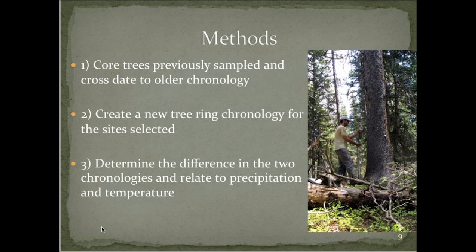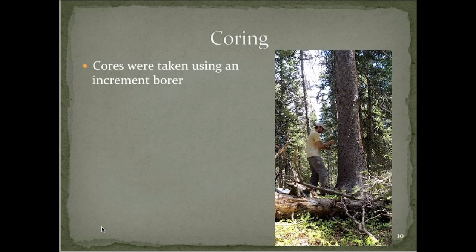The first thing we want to do is core trees that were previously sampled in the 1980s to see if our chronologies match up exactly. We actually found the same trees. They have tags on them. Then we compare our chronology to the past one to see how well we did. This is what coring a tree looks like. When you do this, you want to get to the center of the tree to have all the wood that was present since the beginning of its growth. So you drill about halfway through, insert something called a spoon, take out the core, and then sample it later in the lab.